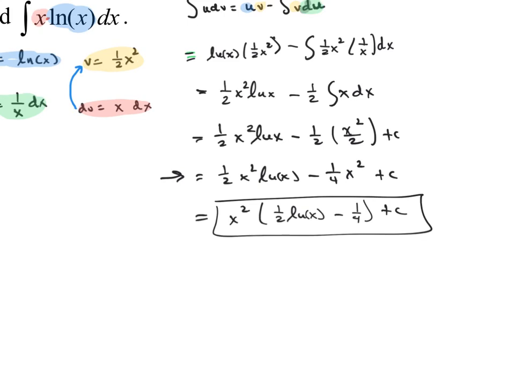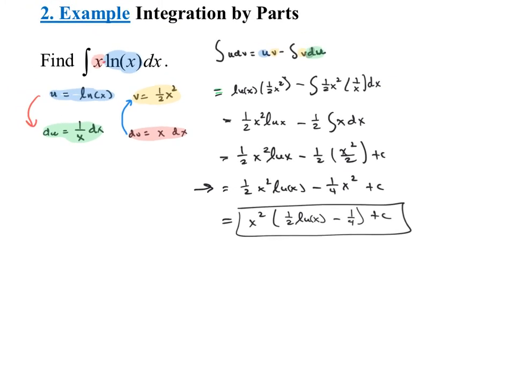Okay. How do I know this is right? Well, how do you know anything's right when you integrate? You take the derivative of it. So if I took the derivative of this using the product rule and checked, I would end up with the final answer of x times the natural log of x.